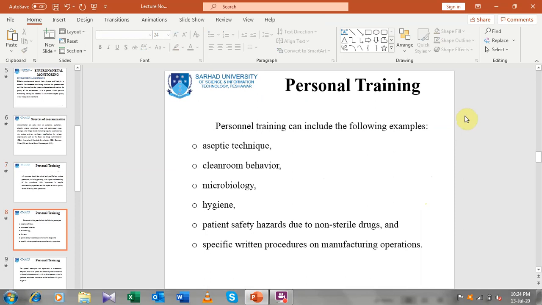There are some other examples, including that a person should be trained about the aseptic technique. If they are following the aseptic technique and terminal sterilization that I have told you about, and they are properly followed, then there will be fewer chances of contamination. If they are taking the sample for environmental monitoring and using the aseptic technique, then our testing method or procedure or result will be valid and verified. And so on for the other aspects I have told you in the previous examples as well.